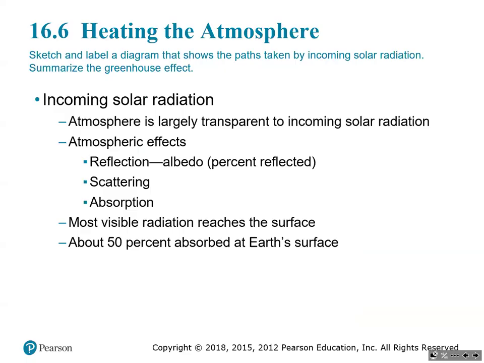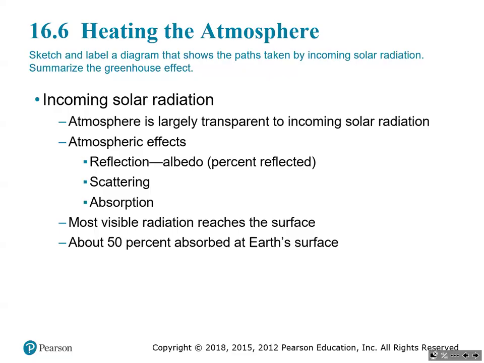And then there's a few atmospheric effects that affect how much makes it to the ground and gets absorbed. There's reflection or albedo, which is the percent reflected. So clouds, for example, are very good at reflecting away light. White things, lighter colored things reflect away light. There is scattering. Light will be scattered. This is why the sky is blue, because shorter wavelengths get scattered more than longer wavelengths. And then lastly, there's absorption. Some of the incoming radiation will be absorbed by the atmosphere.